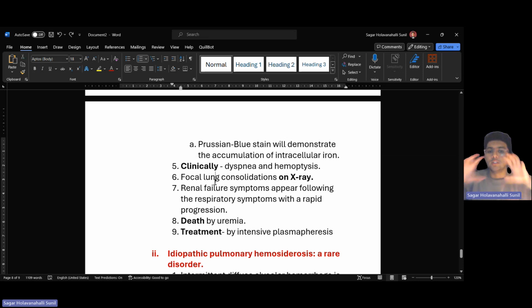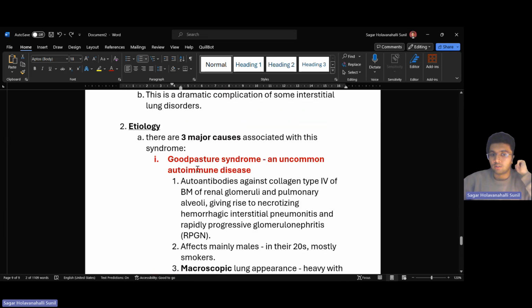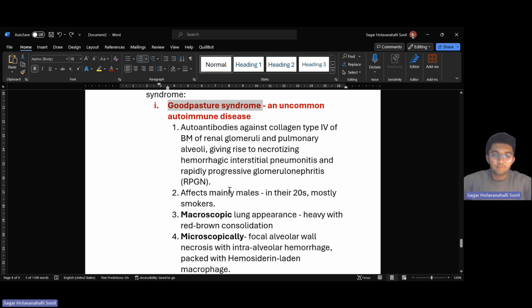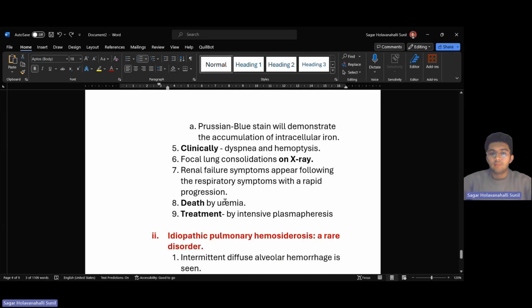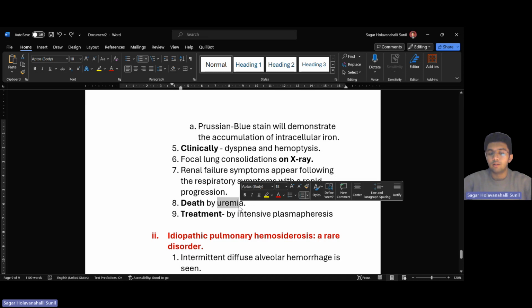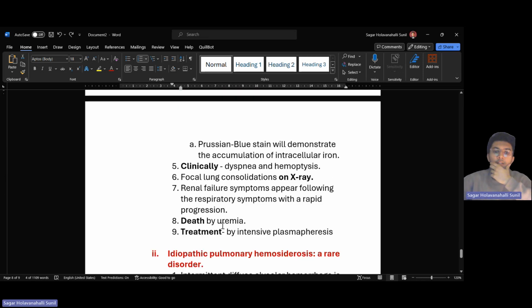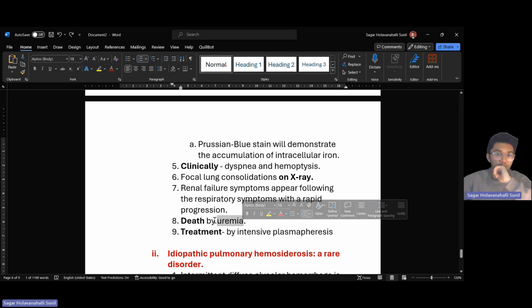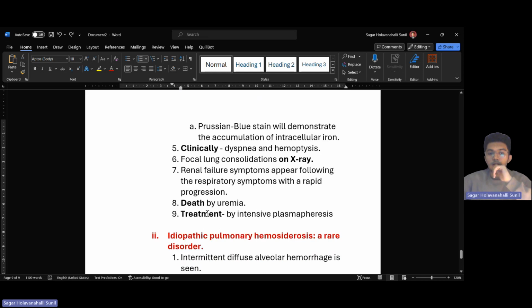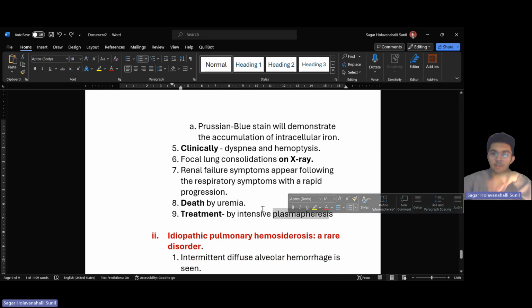And if you look at the X-ray, you're going to have consolidations, focal lung consolidations. It could also become diffuse if the Goodpasture syndrome is diffuse enough. Death is mainly by uremia, which is because of rapidly progressive glomerulonephritis. There's going to be increased uric acid within the blood, and that's very toxic to the body. You know that. Treatment is by intensive plasmapheresis. Plasmapheresis is where you flush out all the autoantibodies formed in the blood; it goes through a machine, and then fresh blood is given to your body again.